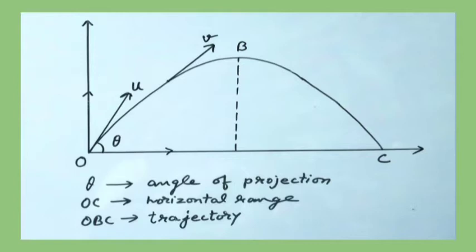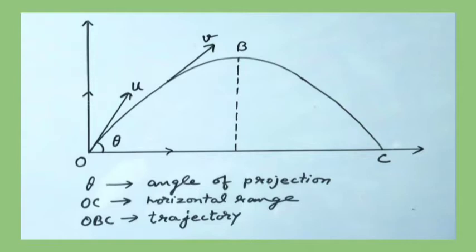See in the diagram, a projectile is projected from the origin O with an initial velocity u at an angle theta with the horizontal, that is, with the x-axis. The projectile rises to the highest point B and then descends or falls and strikes point C at a horizontal distance OC. Here the angle theta is called the angle of projection. Horizontal distance OC is called the horizontal range.